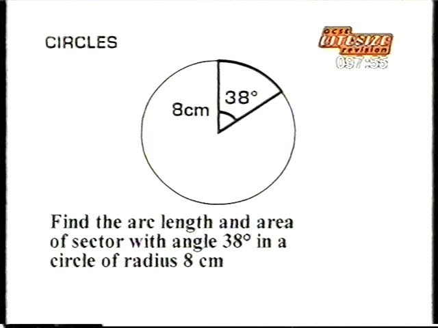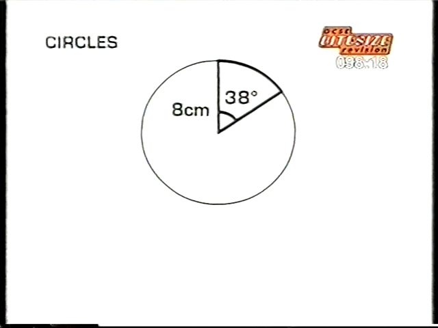What is the arc length and area of a sector with angle 38 degrees in a circle of radius 8 centimetres to 2 decimal places? Before we can work out the length and area of the arc, we need to work out the length of the whole circumference and the whole area of the circle. Now we know from our formula that the circumference C equals 2 pi r and area A equals pi r squared, where r is the length of the radius of the circle. When you do calculations with pi, you can use its approximate value, 3.142, or the pi button on your calculator.